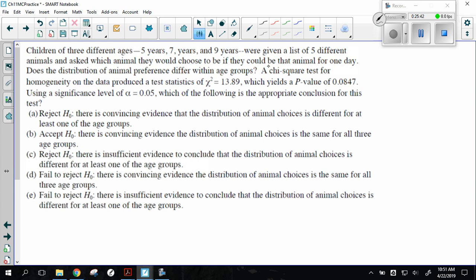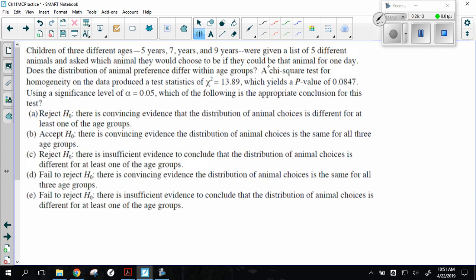Three different ages: 5, 7, and 9. They're given a list of 5 different animals and asked which one they'd choose to be. Interesting. They're wondering if the distribution of animal preference is different depending on age. So we got a chi-square test statistic of 13.89, which gave us a p-value of 0.0847. Our significance level, alpha, equals 0.05. What are we going to do?